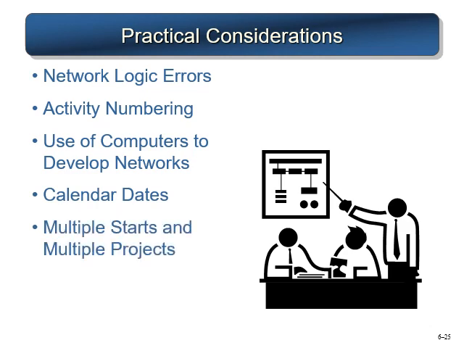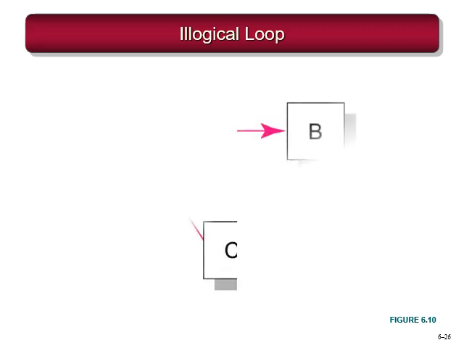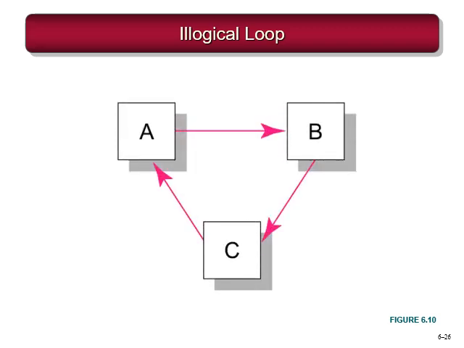Now we'll take some of the practical considerations. Network logic error, we'll look into it. The activity numbering, use of computer to develop network, calendar days, and multiple starts and multiple projects. So let us see what each of these are. This is an example of a cyclic loop. It starts from A and it ends in A. So this is the example of a cyclic loop, which is illogical and it is not allowed in a project network.